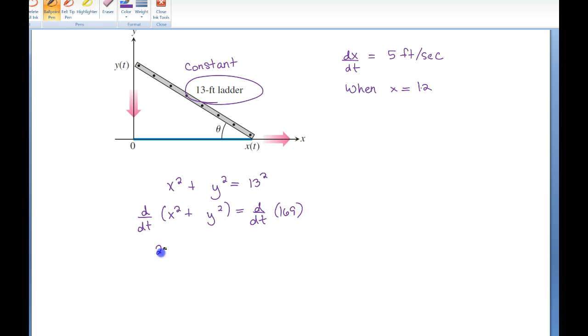Don't we have to find that y? Yeah, we can find it. So when x equals 12, what's y equal? 5. You did dt, I see that now.